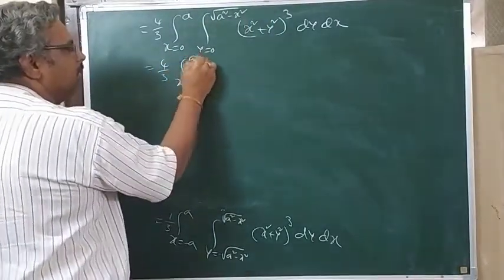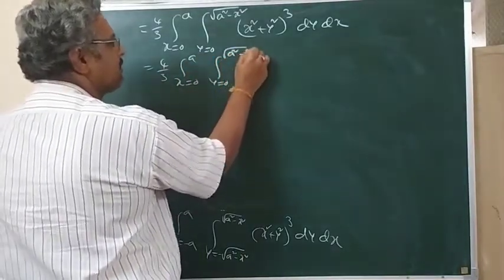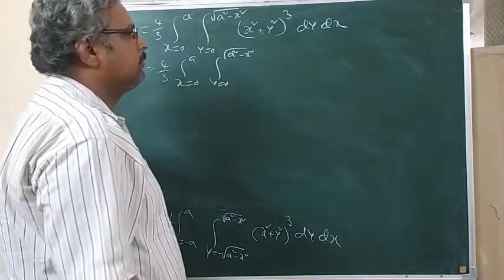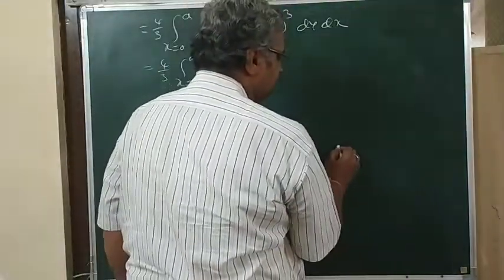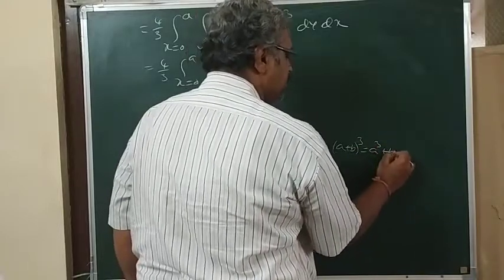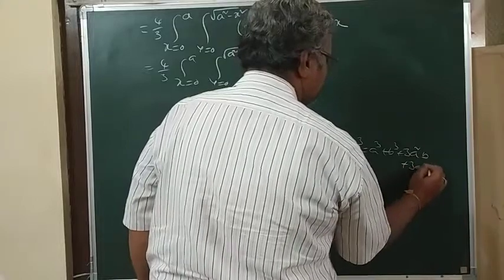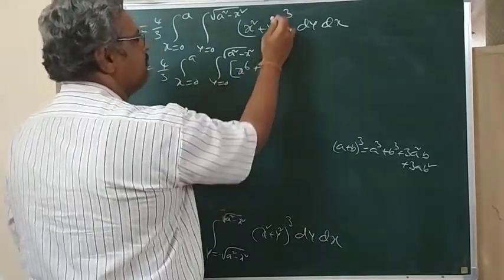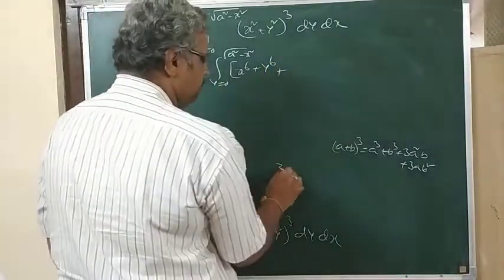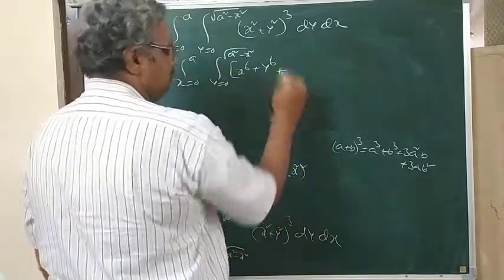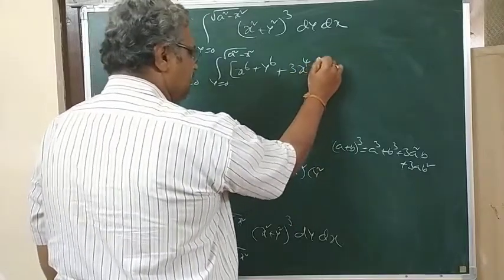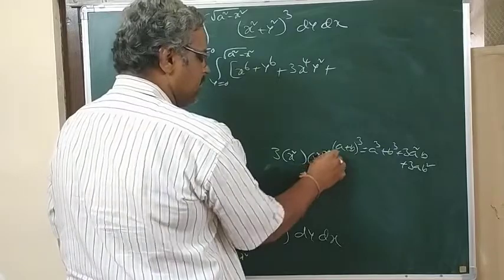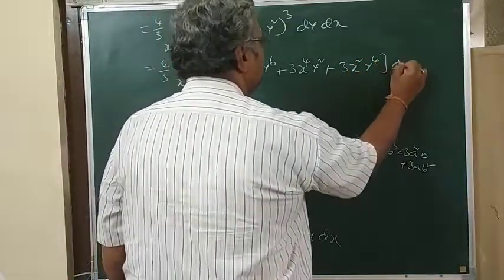What is the methodology? Expand and integrate. Using the formula (a plus b) whole cube equals a cube plus b cube plus 3a square b plus 3a b square, (x square) whole cube gives x power 6, (y square) whole cube gives y power 6, plus 3 into (x square) whole square into y square, so 3x power 4 y square, plus 3 into x square into (y square) whole square, so 3x square y power 4, dy dx.